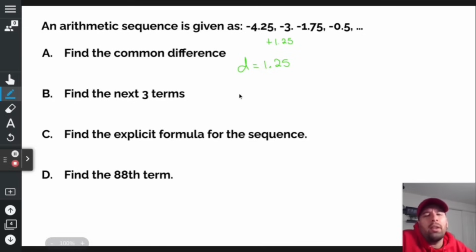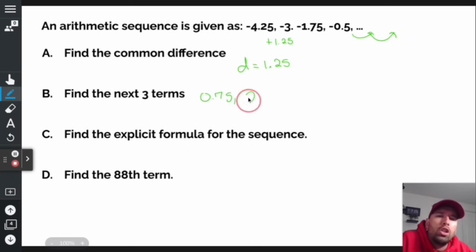So if I wanted to find the next three terms, I'm going to add 1.25. So negative 5 plus 1.25 is going to be 0.75. And then add 1.25 to that is going to be 2. And then add 1.25 to that is going to be 3.25.